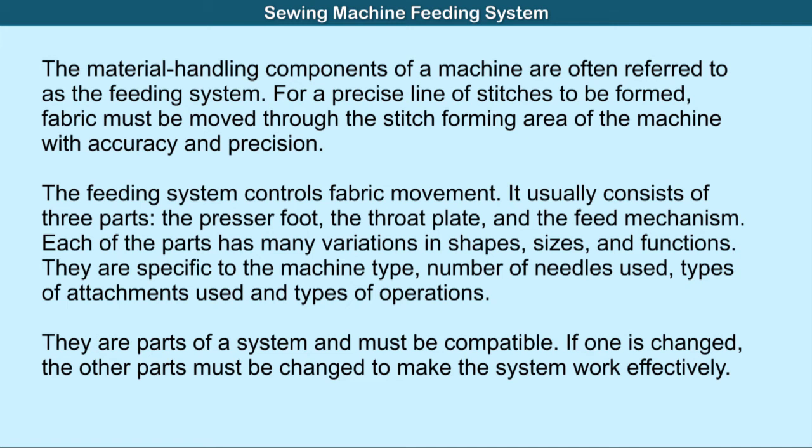The feeding system controls fabric movement. It usually consists of 3 parts, that is the pressure foot, the throat plate and the feed mechanism. Each of the parts has many variations in shapes, sizes and functions.